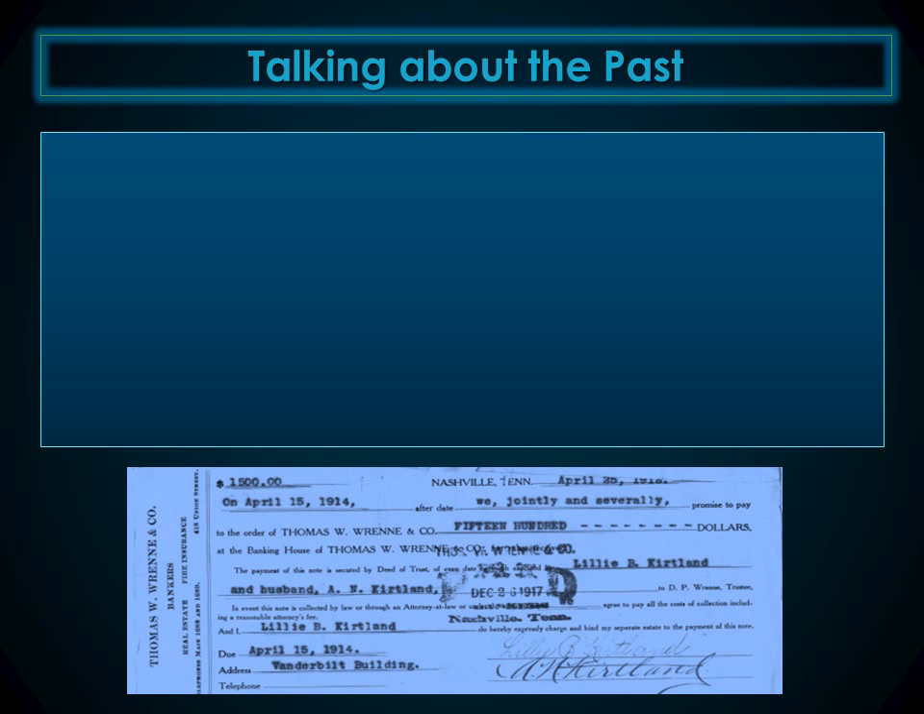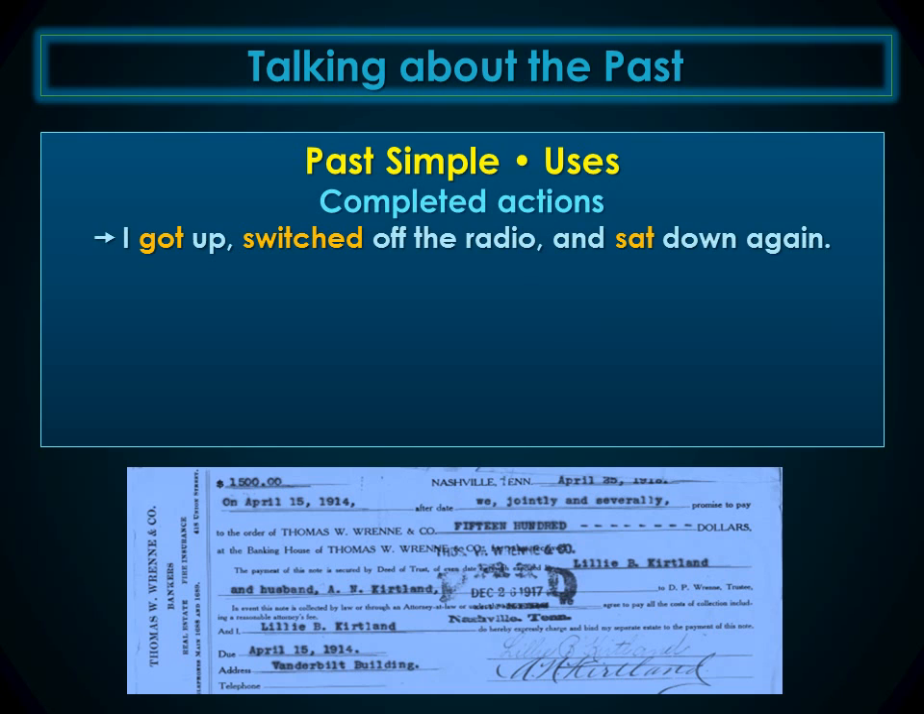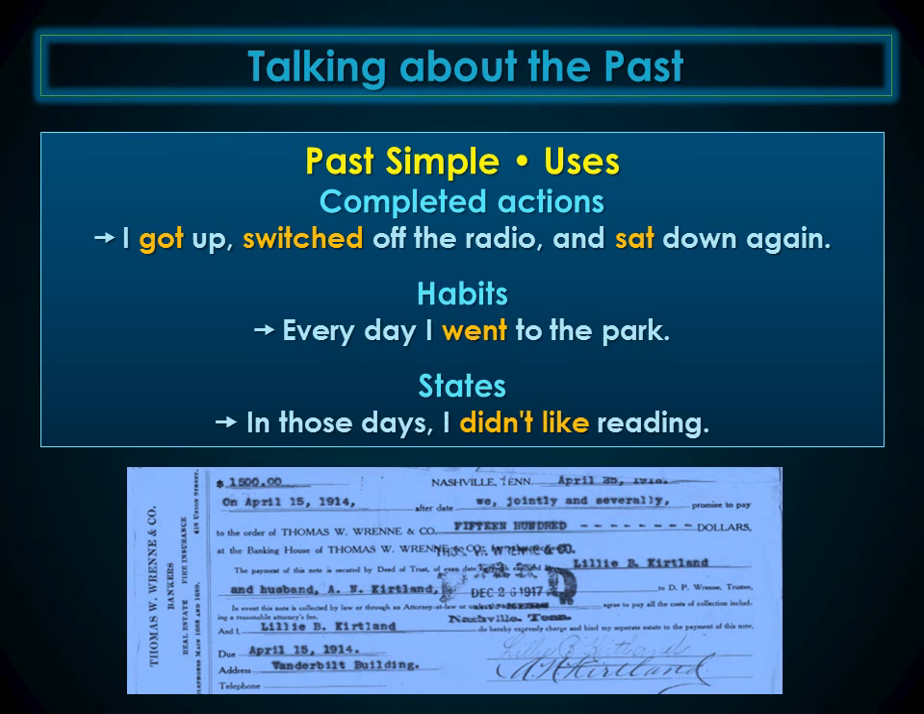Very well, so let's talk first and foremost about the past. Nothing new here. How do we use past simple? When talking about completed actions: I got up, switched off the radio and sat down again. I'm talking about past habits: every day I went to the park. And past states: in those days, I didn't like reading.